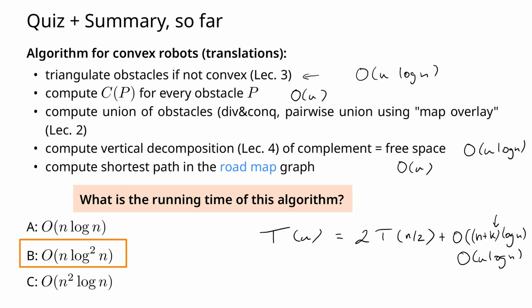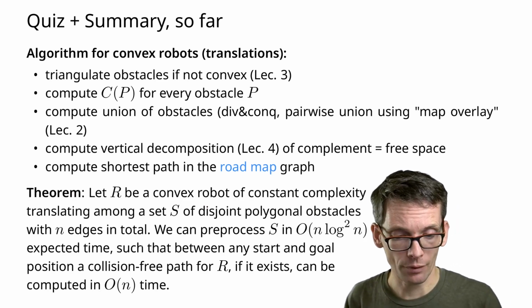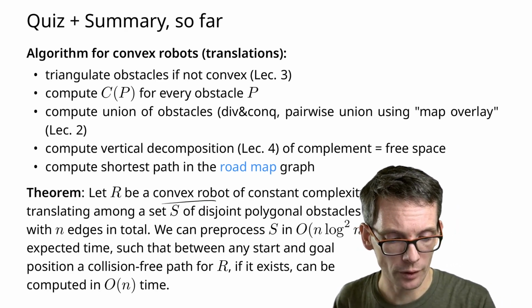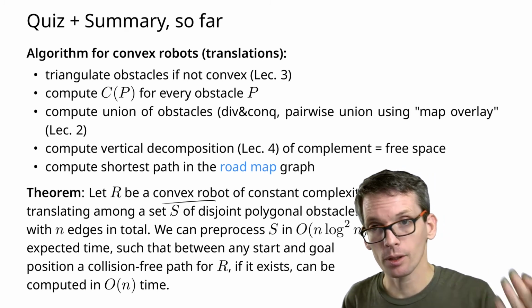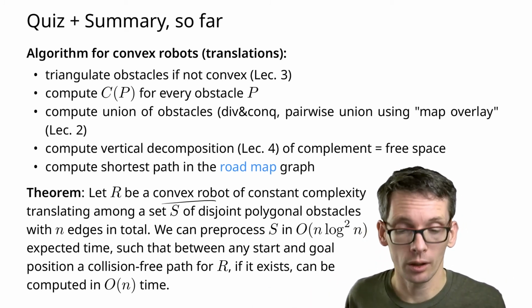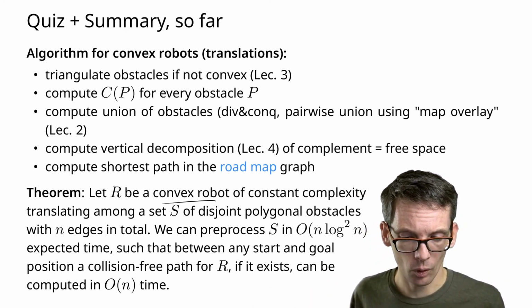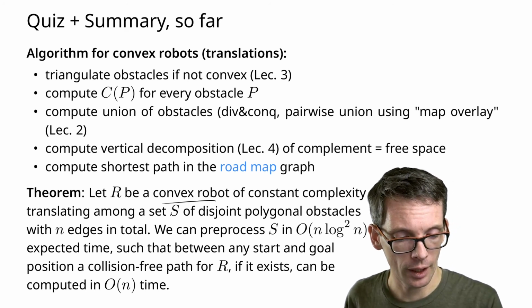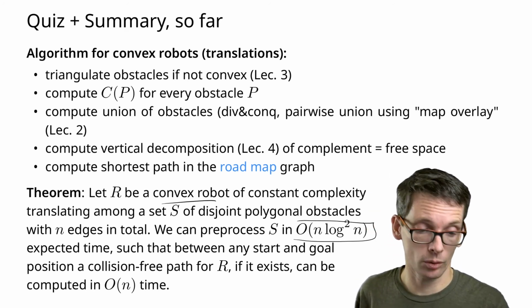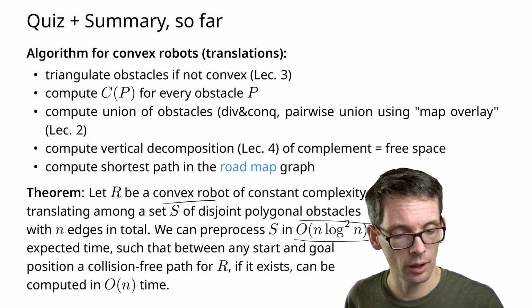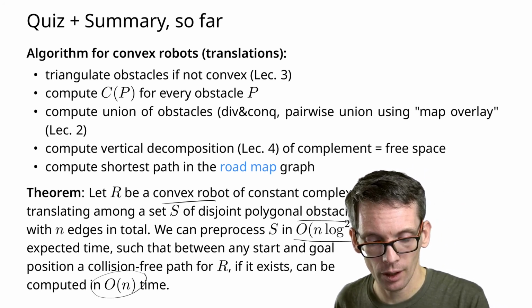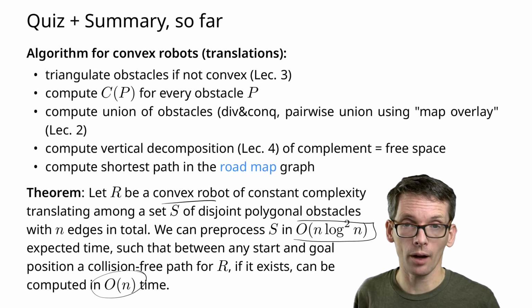So you can use recursion trees. You can also use an extended version of the master theorem to see that this exactly solves to order n log squared n. So that is what we have so far. If we have a convex robot of constant complexity translating among disjoint polygonal obstacles, overall having n edges, then we can pre-process in n log squared n time expected, and then later find a collision-free path in linear time.